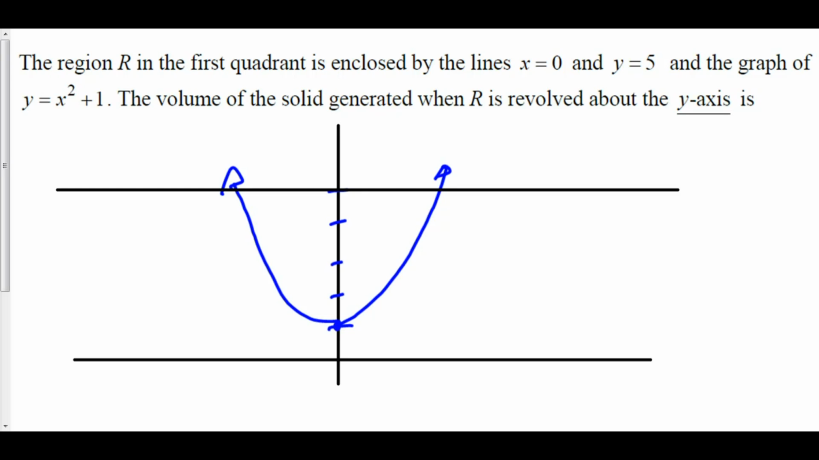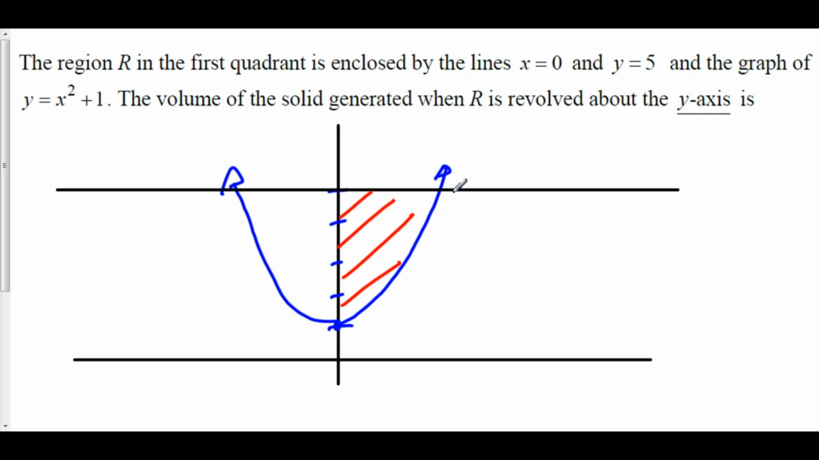The region R in the first quadrant is enclosed by the lines x equals 0 and y equals 5, and the graph of y equals x squared plus 1. The volume of the solid generated when R is revolved about the y-axis is what? Well, here is the region in which we are talking about right here. We're looking at this part that is bounded by y equals 5, x squared plus 1, and the x-axis.